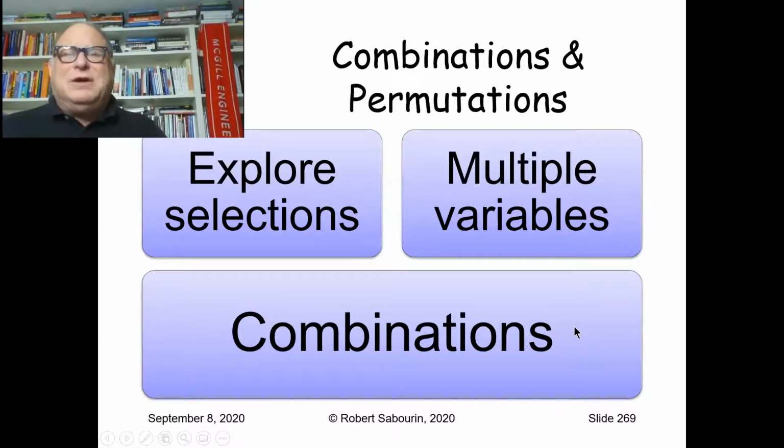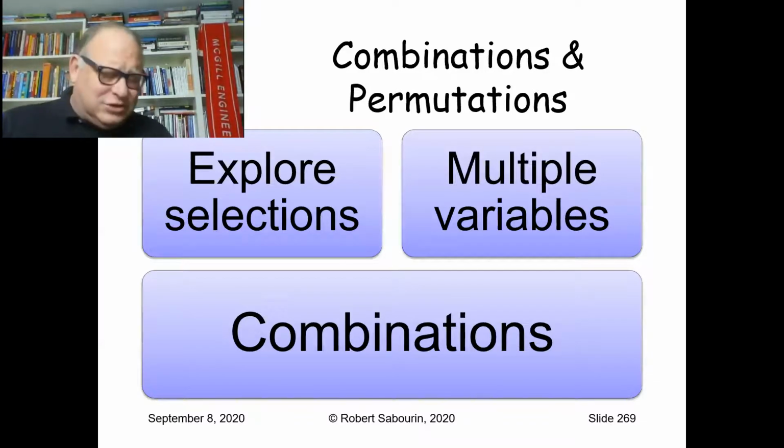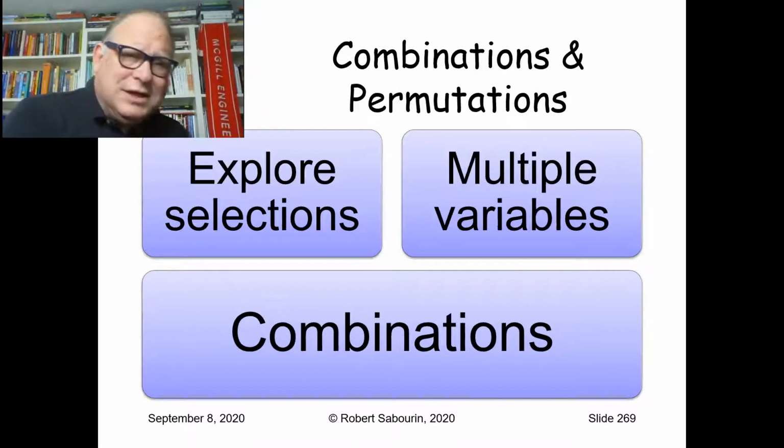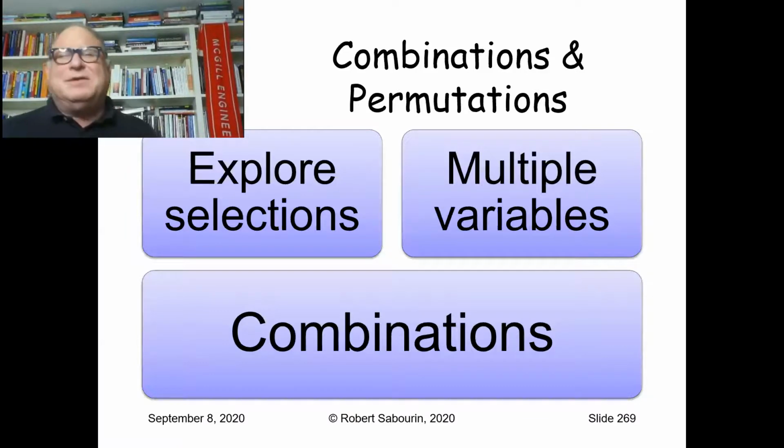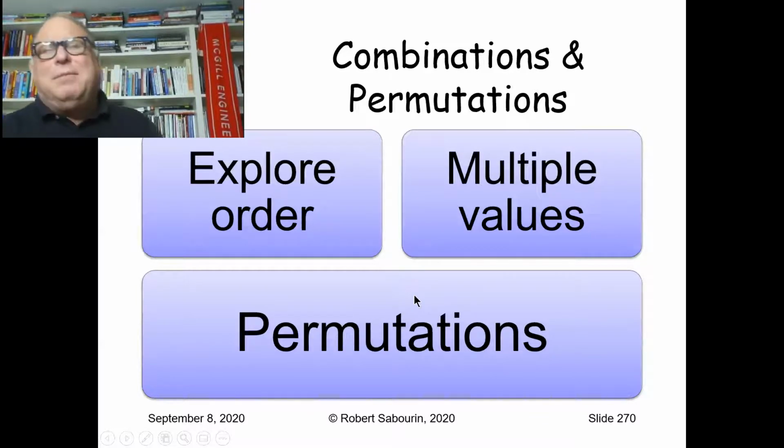So when you have multiple variables, you might want to explore selections of multiple variables. So what is a combination? If I have these 10 variables, maybe I'm going to combine 3 of them and see how it works. So I'm going to look for combinations and selections. So choose N from M, that sort of thing. Also, when I have multiple values, I might look at the orders of them. So this is the permutation. So I have combinations and permutations. Combination selection, permutations, shuffling things around.